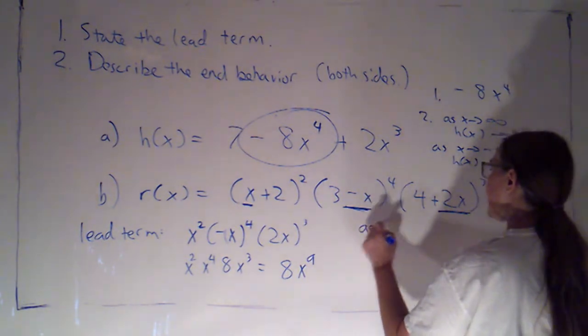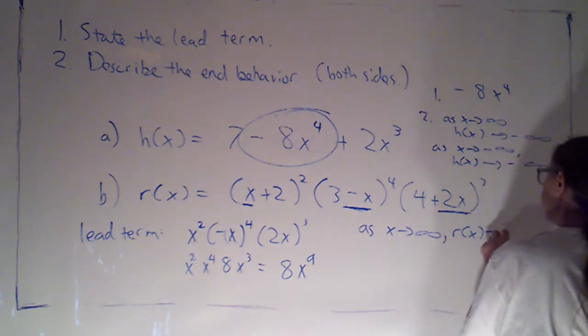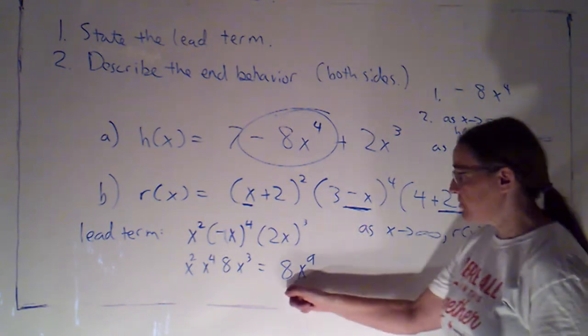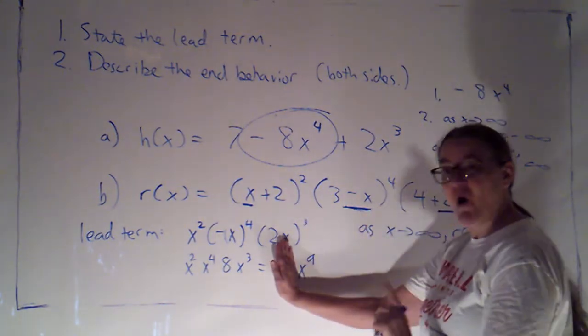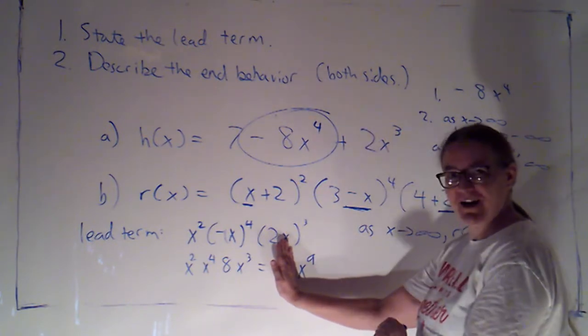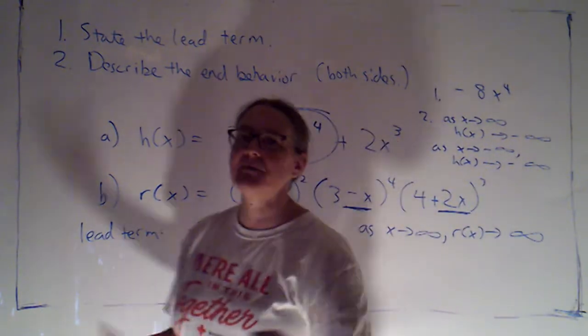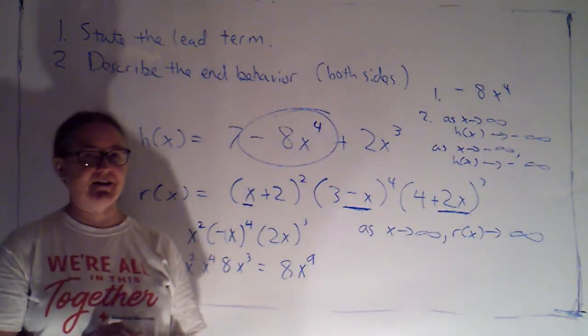So now I can say, as x goes to infinity, r of x is going to go to infinity. Pretty much, if I'm going off to infinity, I just need to look at the sign of the coefficient. I know all powers, even and odd, are going to be going off to infinity. So if I'm multiplying by a positive number, I'm going to be going to positive infinity. If I multiply by a negative, I'd be going to negative infinity.